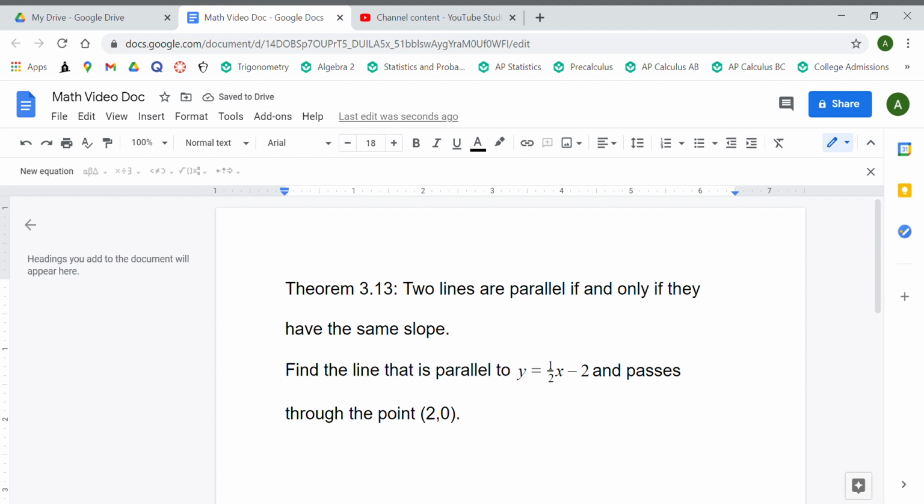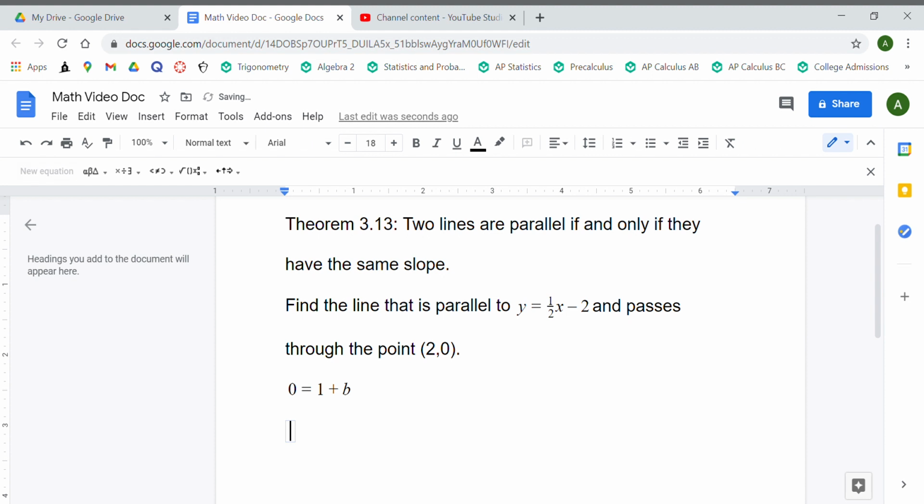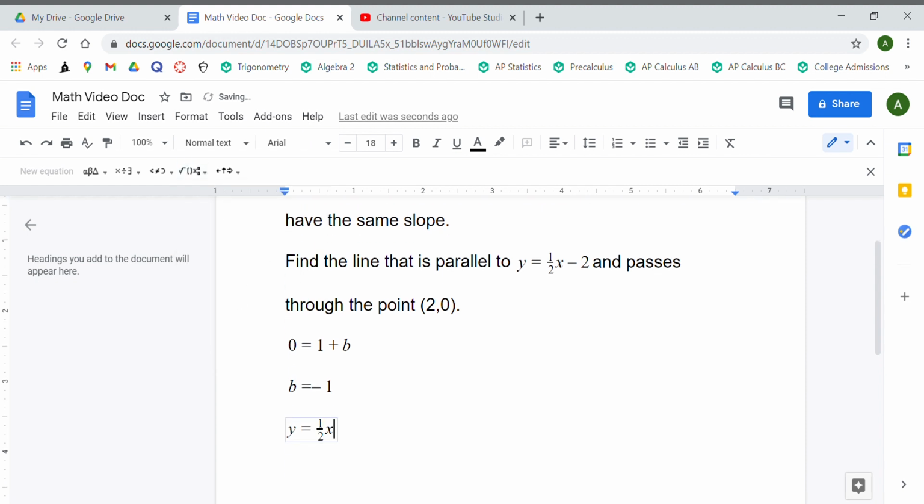We already know the slope because parallel lines have the same slope, which is 1/2. Now we plug in values: 0 equals 1/2 times 2, which is 1, plus b. We don't know b. We simply subtract 1 and we get b equals negative 1. Now we end up with our equation as y equals 1/2 x minus 1. Perfect. Pretty simple.